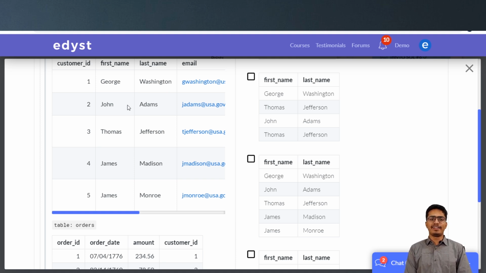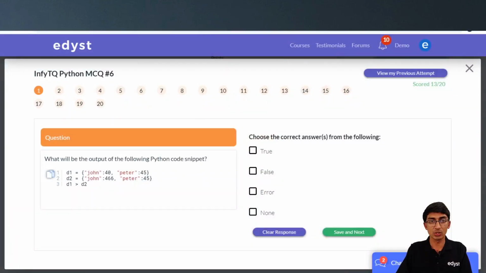Alright, so that was the SQL questions that Abhinandan just covered up. I'll be quickly guiding you through the Python MCQs because they're pretty much similar to the ones that you've encountered earlier. So let's just get started with your Python MCQs right away. So this was the first question that came in the previous mock test.